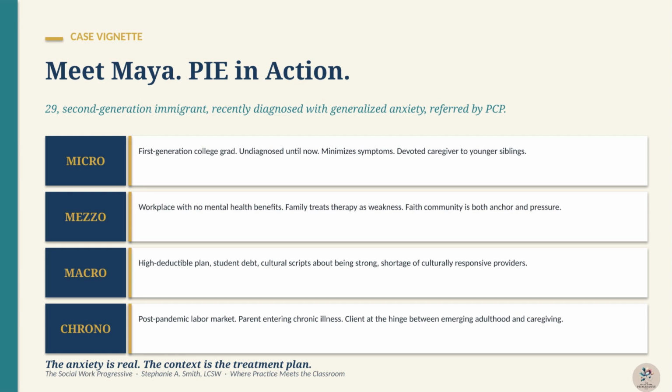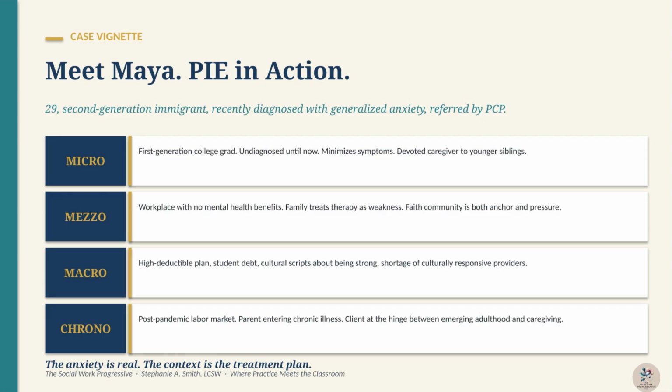At the micro level, Maya is a first-generation college graduate, undiagnosed until now, and a devoted caregiver to her younger siblings. At Mezzo, her workplace offers no mental health benefits. Her family treats therapy as weakness, and her faith community is both anchor and pressure. At Macro, she is working with a high-deductible plan, carrying student debt, navigating cultural scripts about being strong, and facing a shortage of culturally responsive providers.